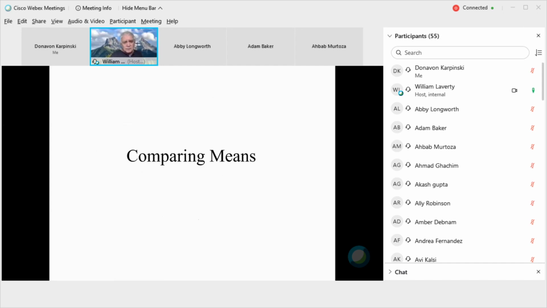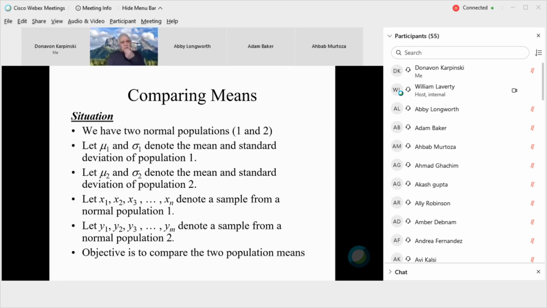Comparing means. So now we've got two normal populations. They possibly have a different mean and a different standard deviation. We take a sample from population 1 to get information about mu1. Those are the X values. And it'll also give us information about sigma 1. And a sample from population 2.